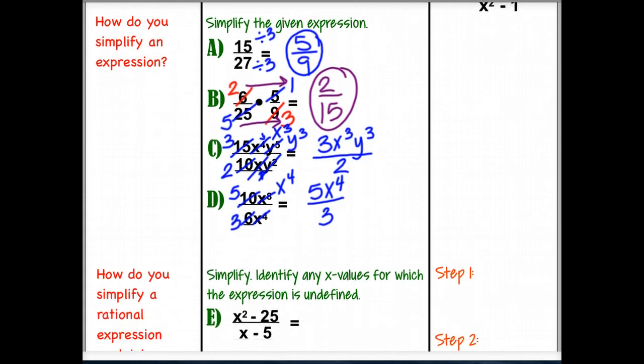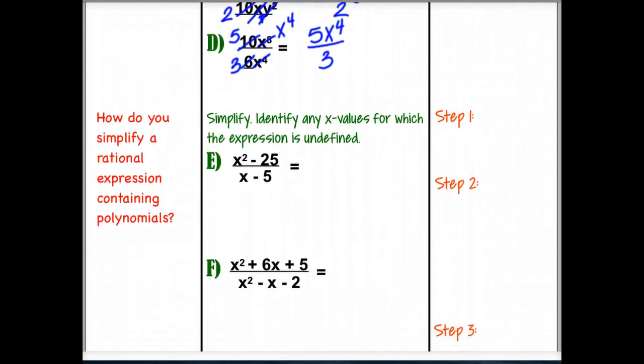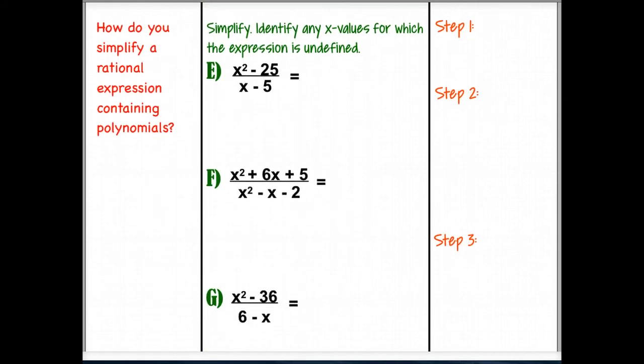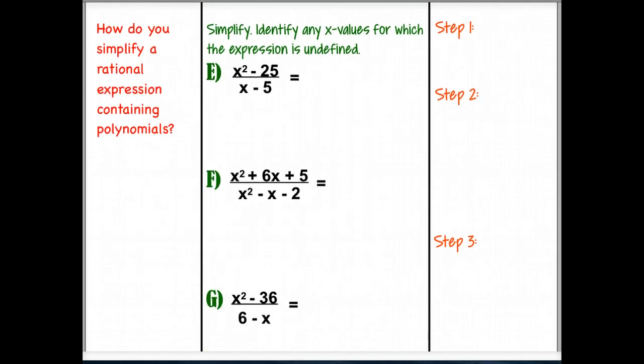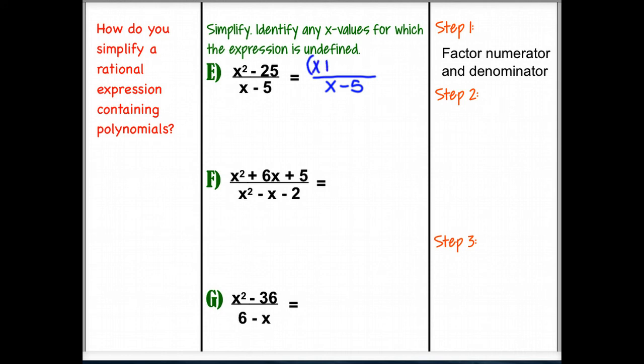Now, then we get into having polynomials. And the first thing that we're going to do is to factor the numerator and denominator if possible. So I look here, x minus 5, that can't be factored, so I'm going to leave it x minus 5. I see x squared minus 25, that is a difference of squares. So I know that means that I have (x plus 5) times (x minus 5).